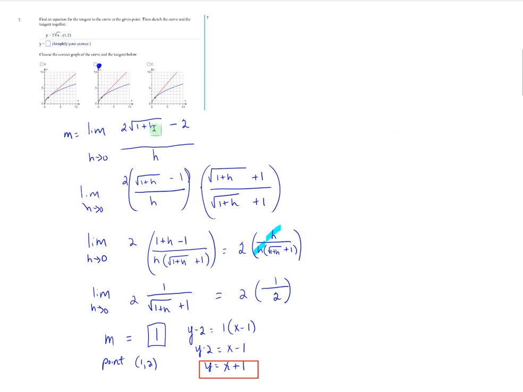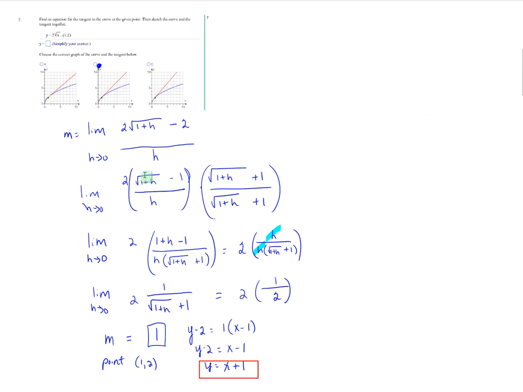So 2 times 1 plus h minus this y value of 2, all over h. So when we want to clean that up, we need to multiply, because we're not going to get that factoring out the h that we had in the first one. We want to multiply by the conjugate of this expression. So we've got square root of 1 plus h plus 1 over the same thing.